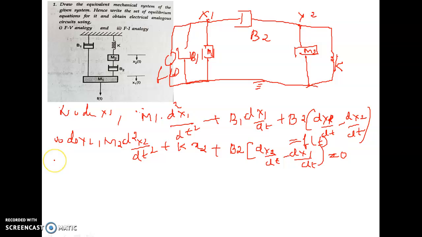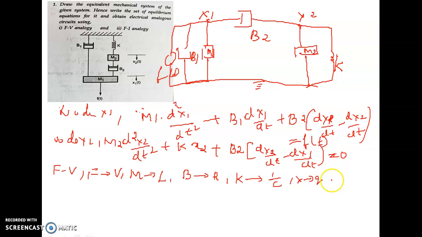Now let us write the Fe analogy. For the Fe analogy, force is analogous to voltage, mass M is analogous to inductance L, damping coefficient B is analogous to resistance R, spring constant K is analogous to the reciprocal of capacitance C, and displacement X is analogous to charge Q.